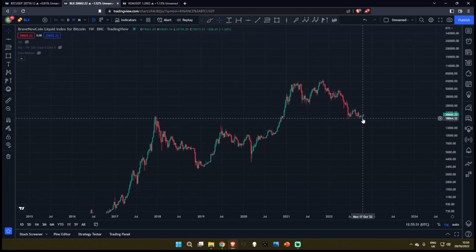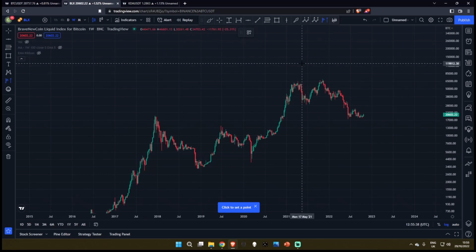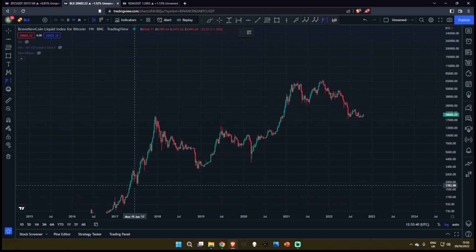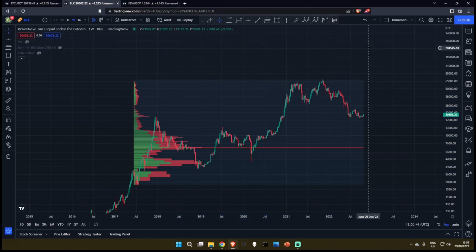Now, as of the time of recording this, if you're watching this in a year's time, 2 years' time, the scenario will probably be very different. But at this moment in time, we are in a bear market. So let's talk about a bearish example and how you can use these volume profiles to your advantage.